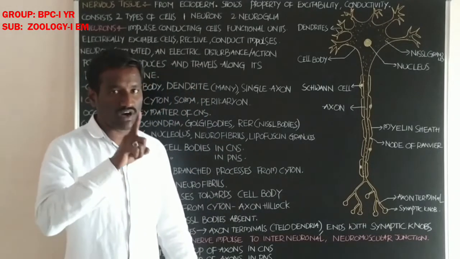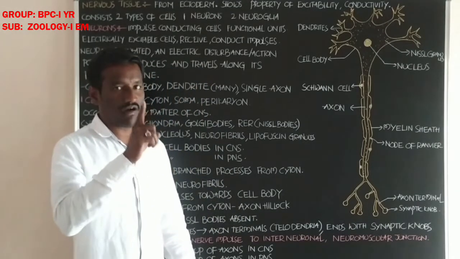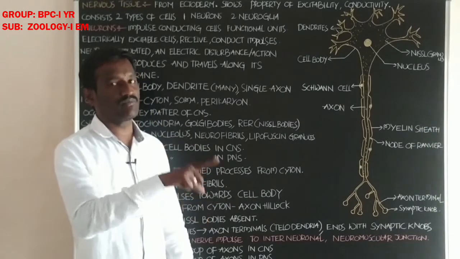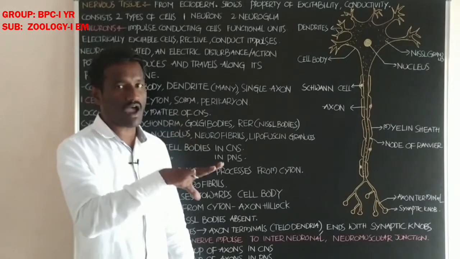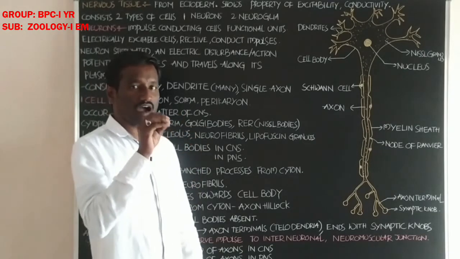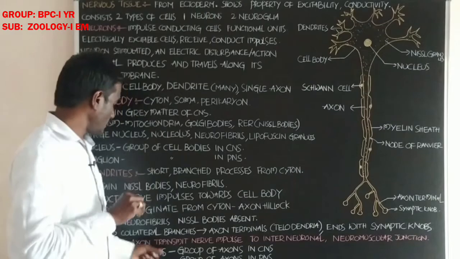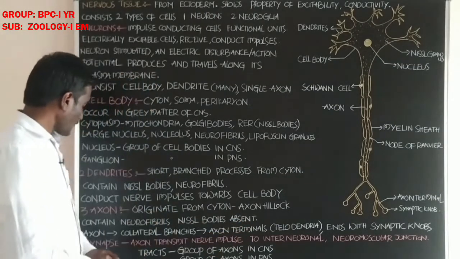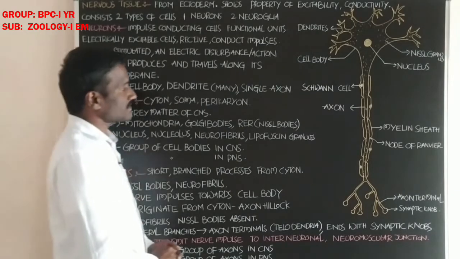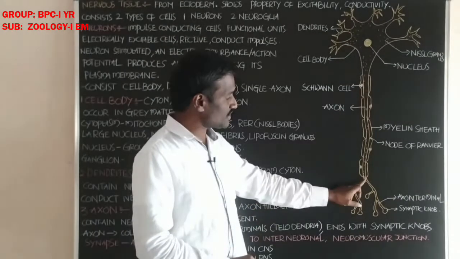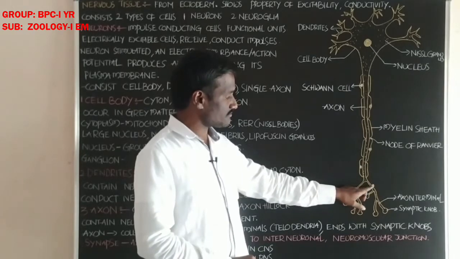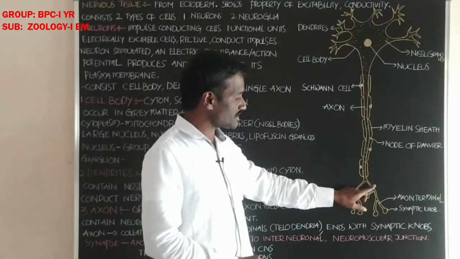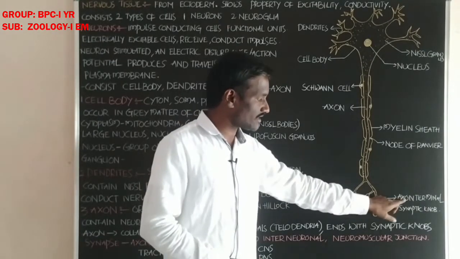The axon covered with the plasma membrane is called the axolemma. The axon with its cytoplasm is called the axoplasm. The axoplasm contains neurofibrils, and Nissl bodies are absent. Next, the axon gives off collateral branches. These are the collateral branches, and they again give axon terminals.